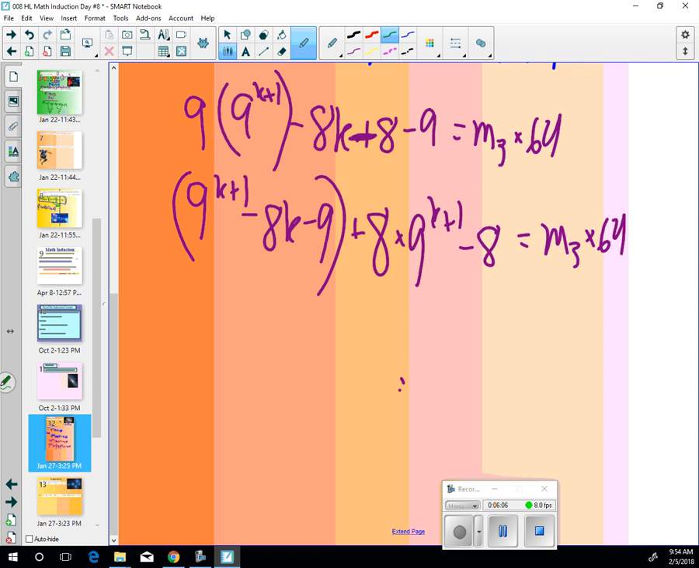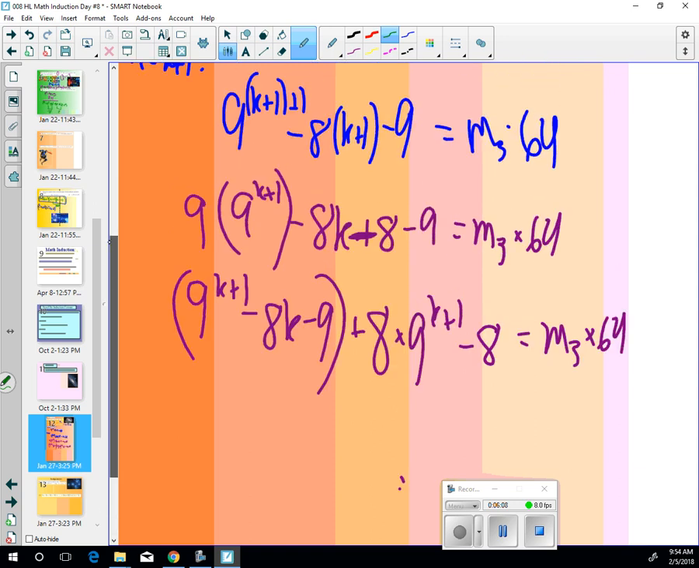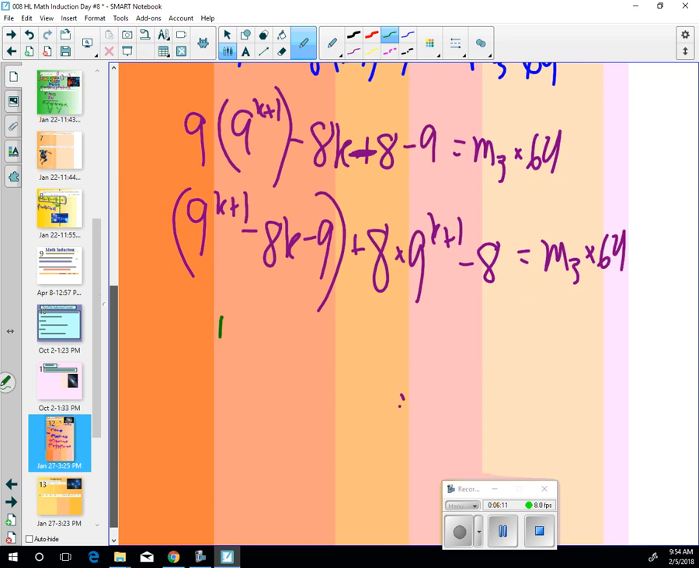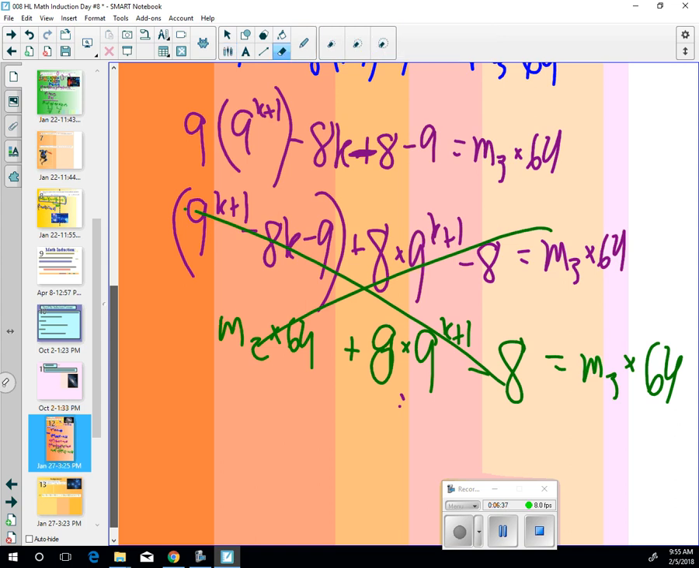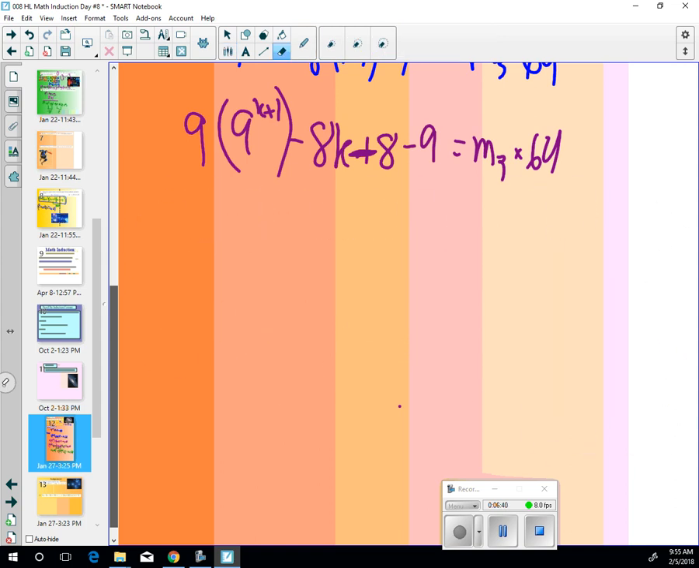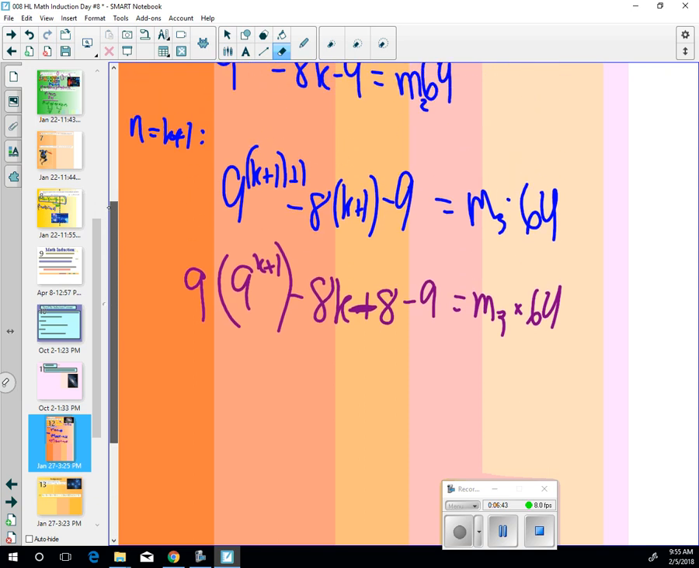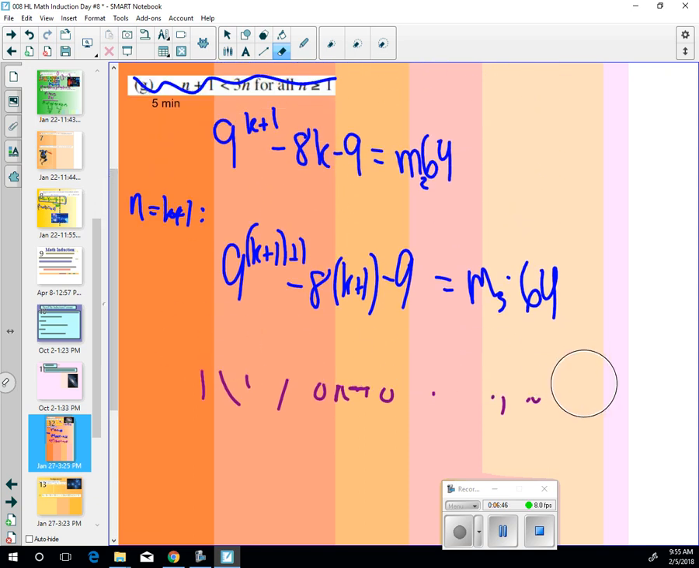You have 9 to the k plus 1 minus 8k minus 9. What is that equal to? It's a multiple of 64 plus 8 times 9 to the k plus 1 minus 8. Wouldn't this be great if these were 64s, but they're not. And so we've actually hit a dead end, and this does not work this way. This is what we would have done as of this fall. But I'm going to show you a different way to do this, and it's going to work.